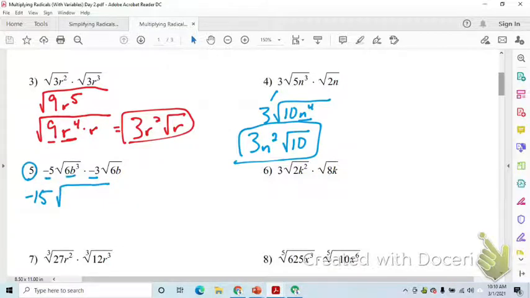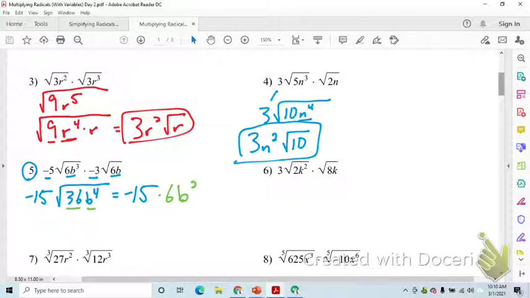6b times 6b to the 3rd times 6b will be 36b to the 4th. Now, this is going to be nice. The negative 15 stays there, but we have to take the square root of some of those things. What's the square root of 36? It's 6. What is the square root of b to the 4th? It is actually b squared.